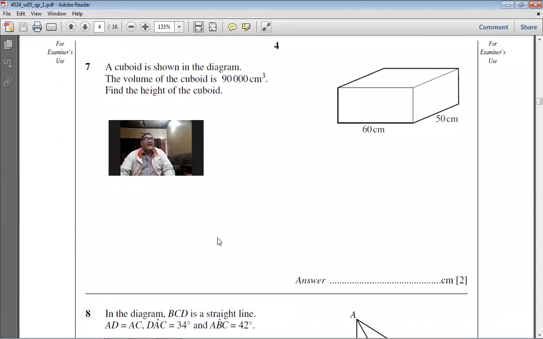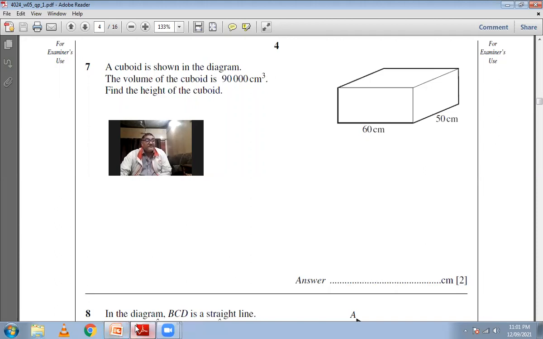Question number 7. A cuboid is shown in the diagram. The volume of the cuboid is 90,000 centimeter cube. Find the height of the cuboid. Here you can see the length is given, the width is given. We want to find out the height, and the volume is already given. Okay, so you know that the volume is length multiply width multiply height, and the height is basically the question here, and it's a 2-mark question. So let me apply the formula of the volume.